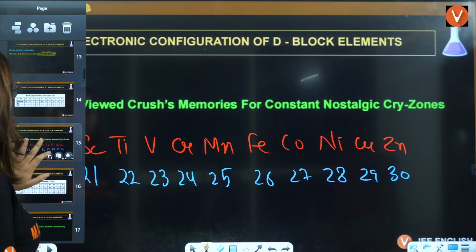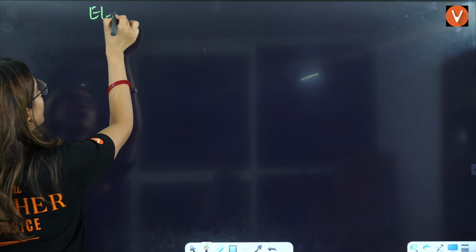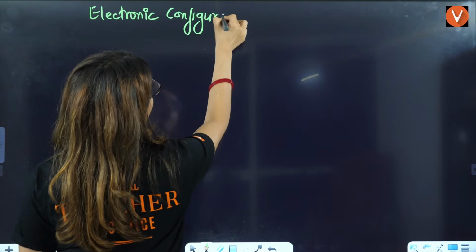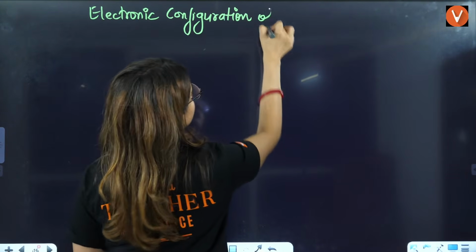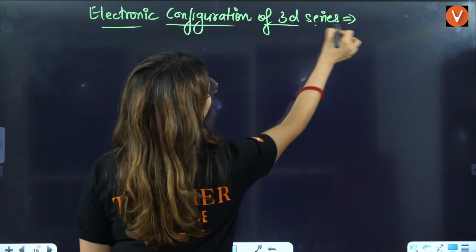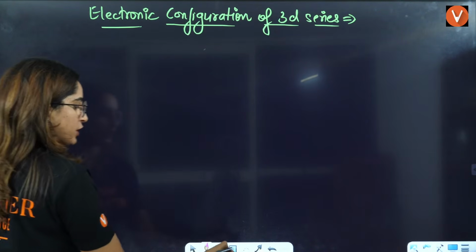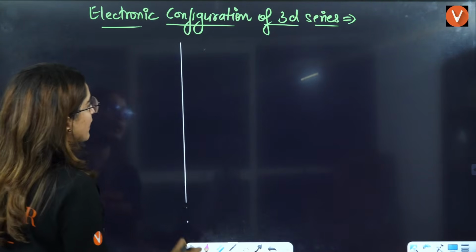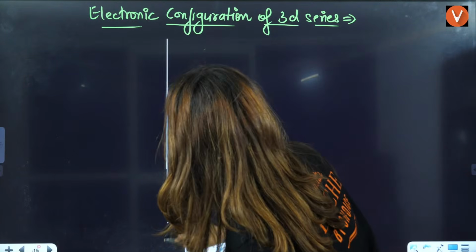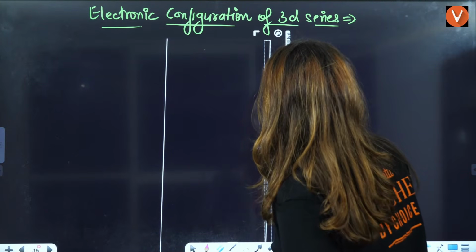Now, let's understand the electronic configuration of the 3D series. That is a must. We will talk about the exceptions also. Firstly, just write Saktiv Karman Fikonikojan. So I'll draw these lines here. I hope I'm able to draw a straight line, because I'm never able to do it.